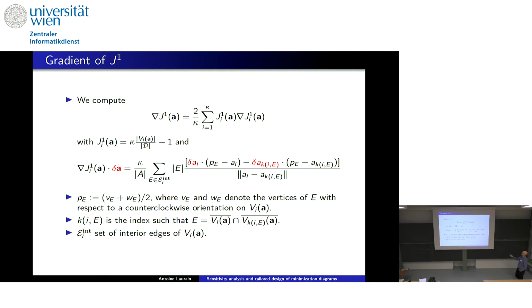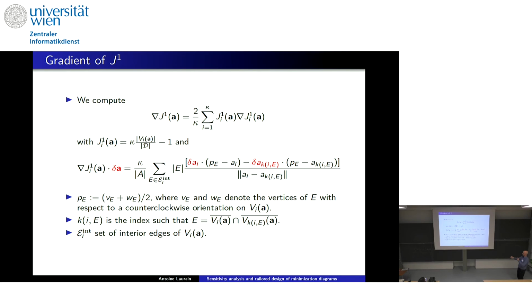And to do this, we apply the formula that I've shown before. So for instance, for this J1, we can compute the gradient. The gradient of this function Ji is given by this formula, which is basically the formula that I've shown before, but with a specific function f. You can see it as a simple expression which depends on the midpoint between 2 vertices of an interface E, and it depends on the perturbation of the site.